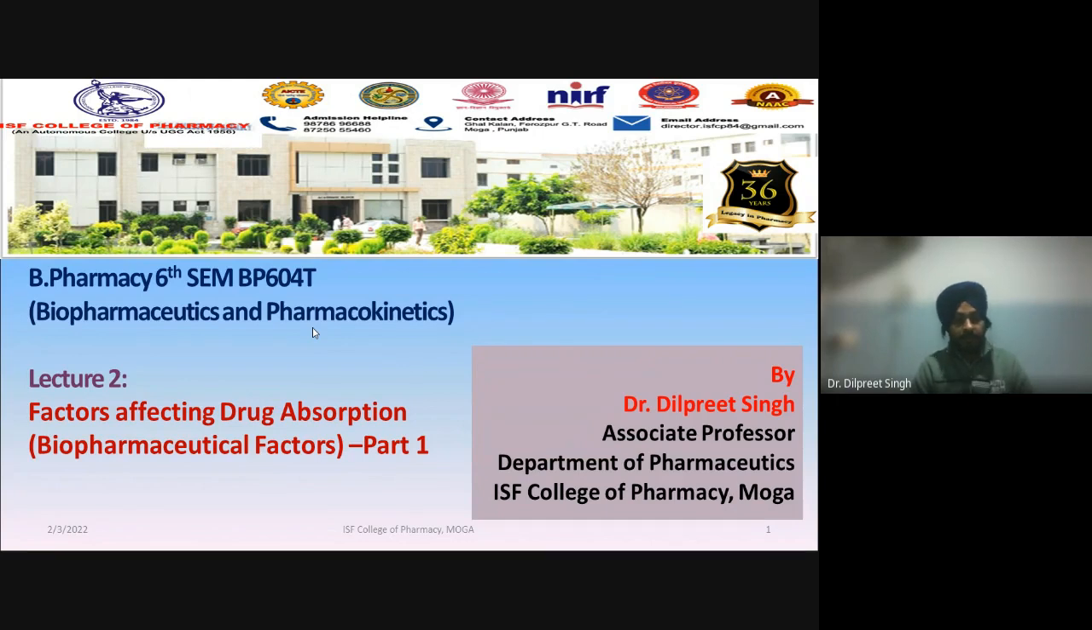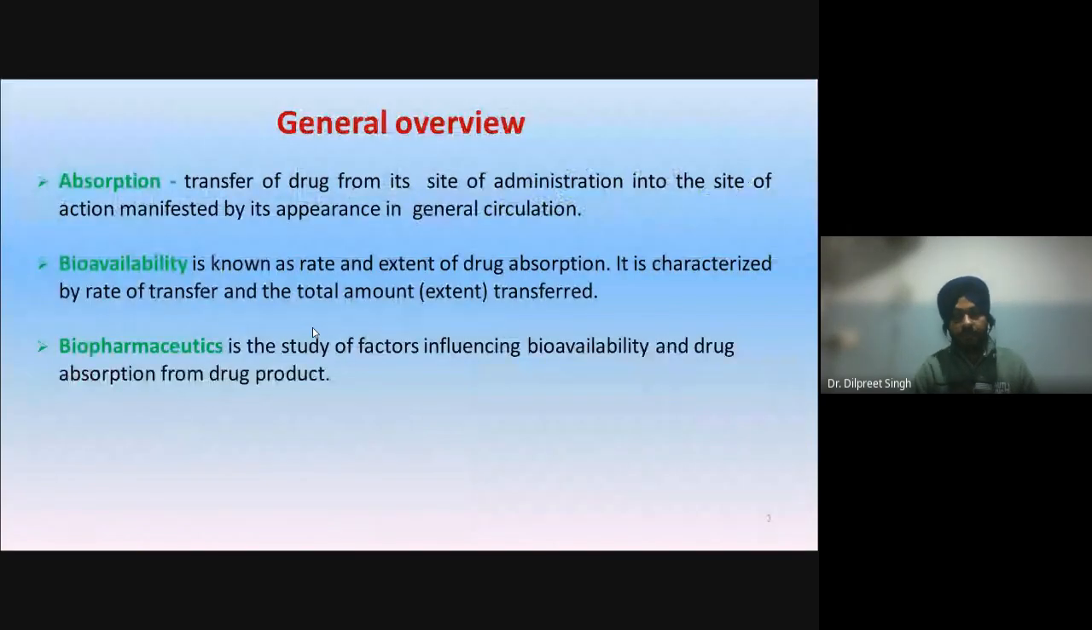In continuation with the topic absorption and the basic concepts of biopharmaceutics, we shifted towards its advanced version, that is factors affecting drug absorption, and we started with part one, that is biopharmaceutical factors. Let me introduce the basic concepts like absorption, bioavailability, and biopharmaceutics.